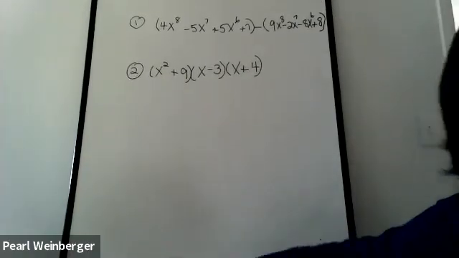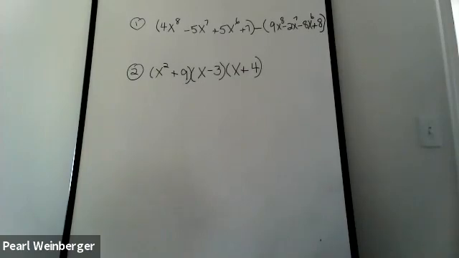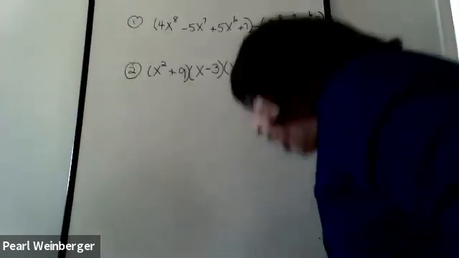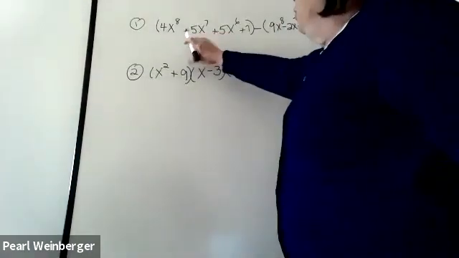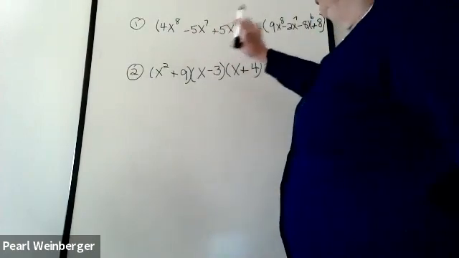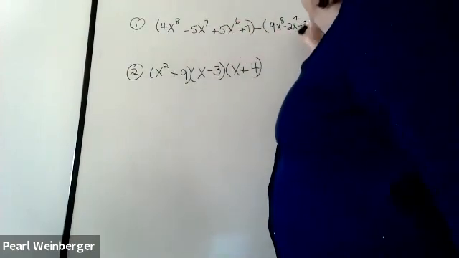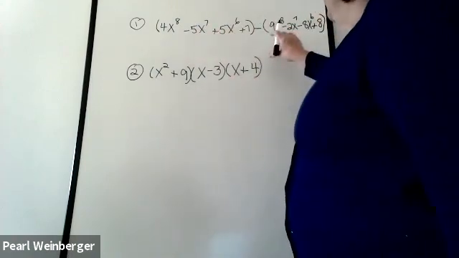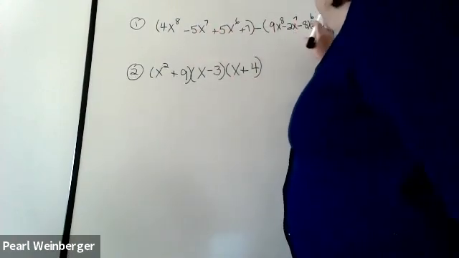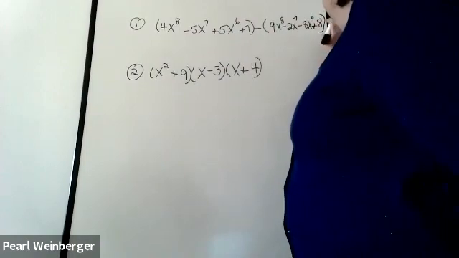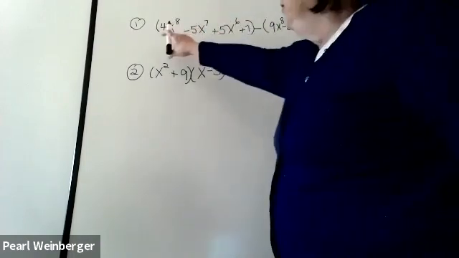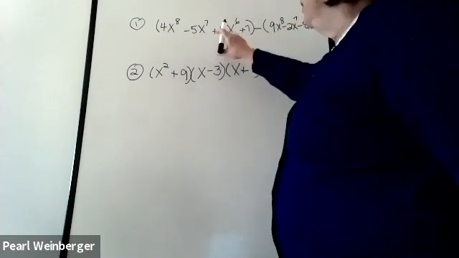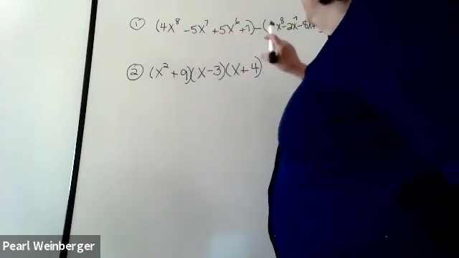But I'd like to finish these before class is over, so let's do these together if we haven't finished them. First of all, the first one is the subtraction. Notice you're subtracting the second parentheses from the first. We are subtracting 9x^8 minus 2x^7 plus 8x^6 plus 8 from the 4x^8 minus 5x^7 plus 5x^6 plus 7.